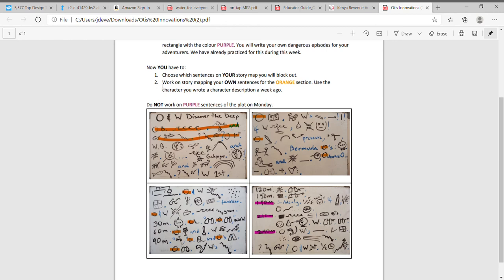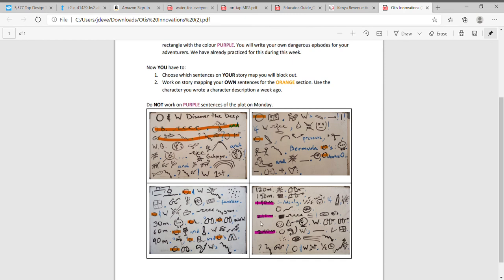Today, what you're going to do now, is you're going to choose which sentences on your story map you're going to block out. It can be Otis, or it can be Will. And you're going to start to work on story mapping new sentences to take their place. New sentences to take the place of these ones that have been blocked away.